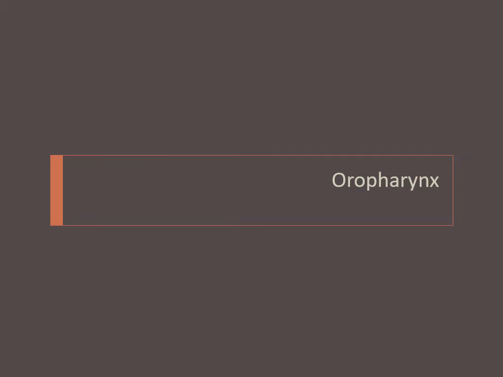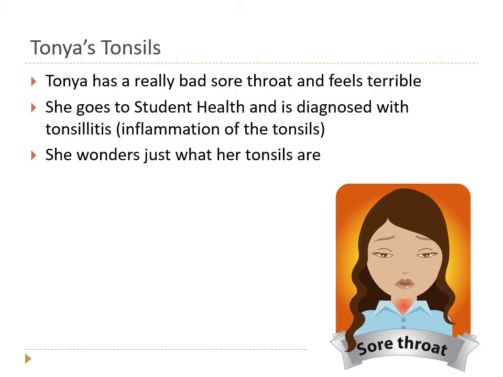All right, next up is the oropharynx. So nasopharynx has the openings to the Eustachian tubes, which is kind of cool. What does the oropharynx have? Well, it's got some tonsils. So here's Tonya. She has a really bad sore throat and she feels terrible. She comes to the student health center and we say, well, guess what? You have tonsillitis. Just like, what are tonsils anyway?